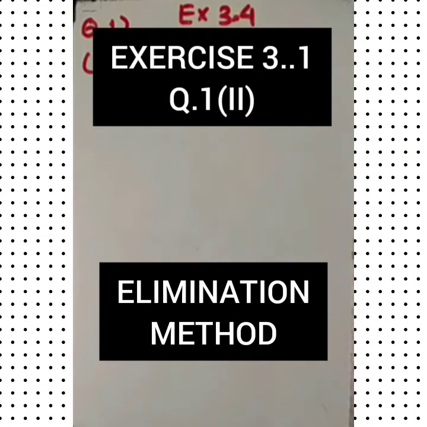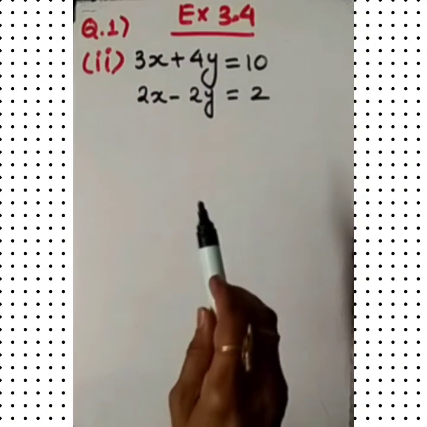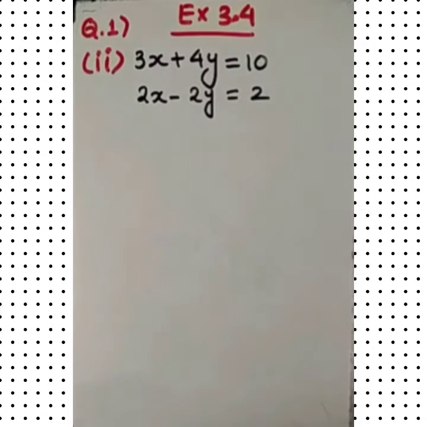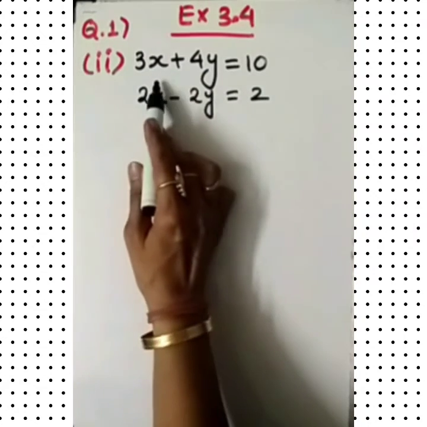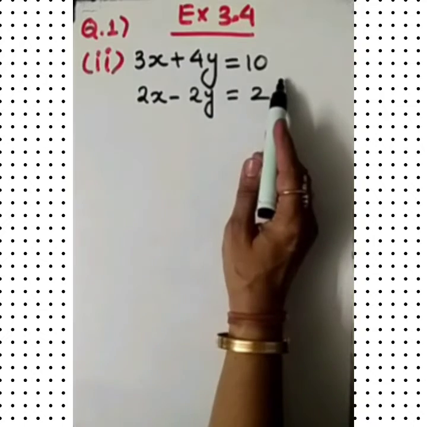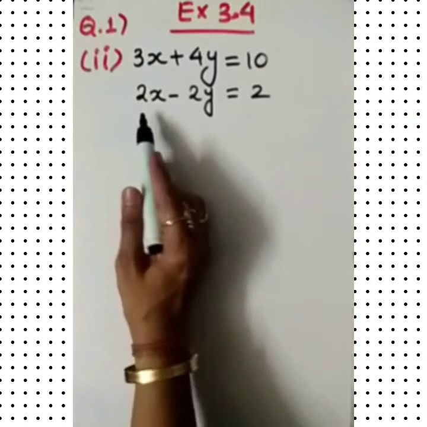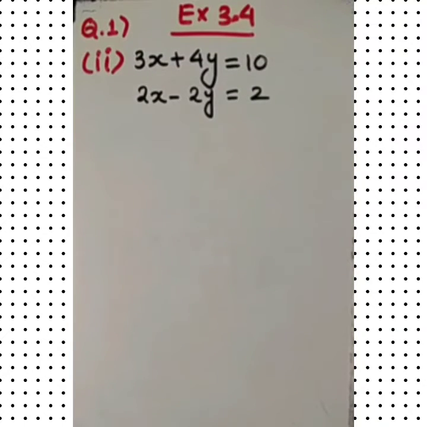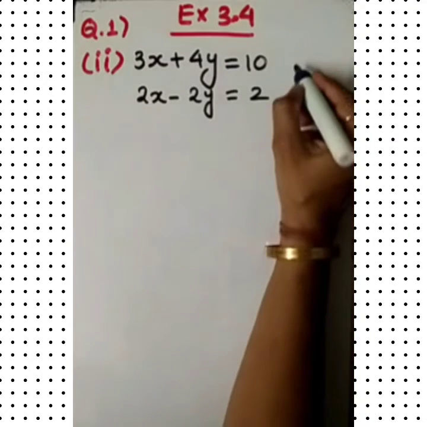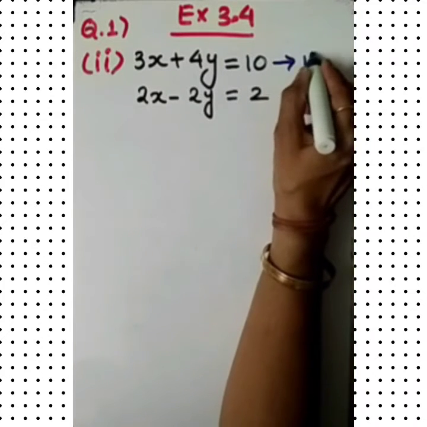Question number 1, in that we have to apply the elimination method. This is the second question of the same exercise. 3x plus 4y equal to 10. The second equation is 2x minus 2y equal to 2. Let me call this equation number 1.